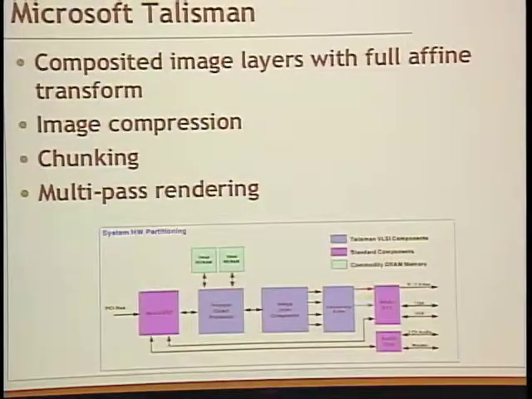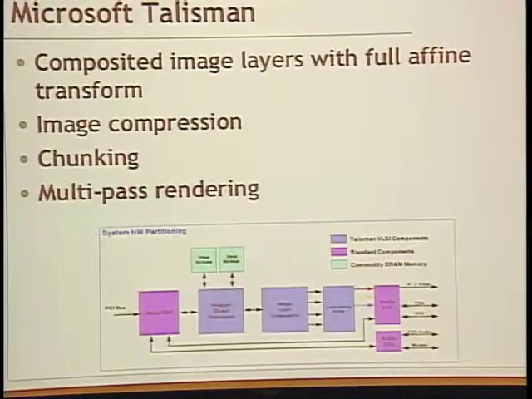The last thing that I wanted to talk about was an architecture that was done by Microsoft, and it turned out to be a neat paper that ended up failing in the marketplace. We'll talk about why in a second. This was called Talisman, described in SIGGRAPH 1996.